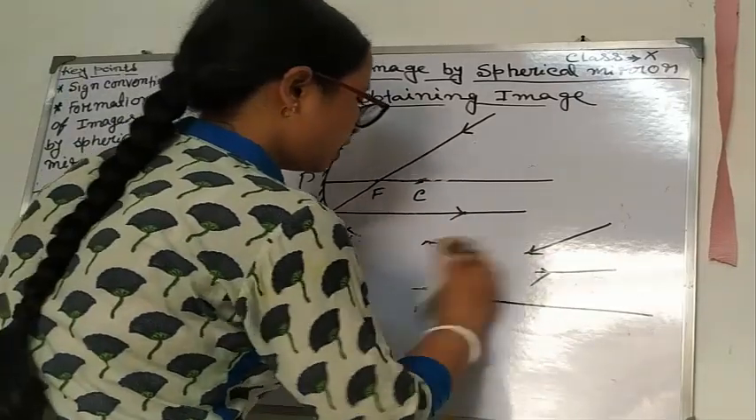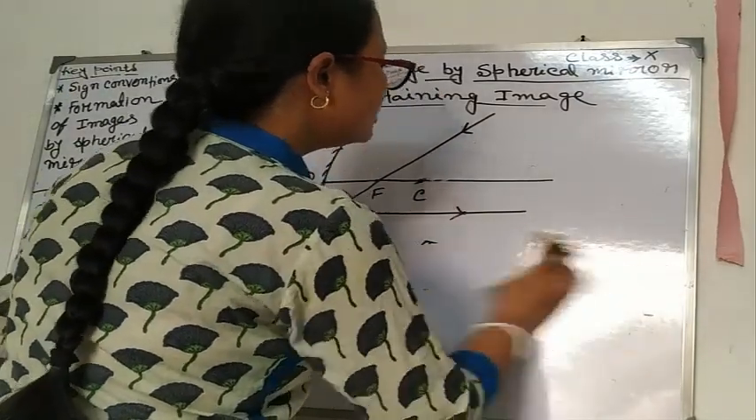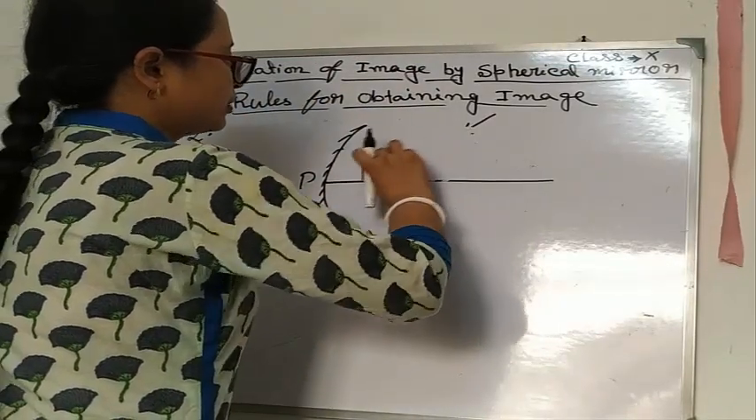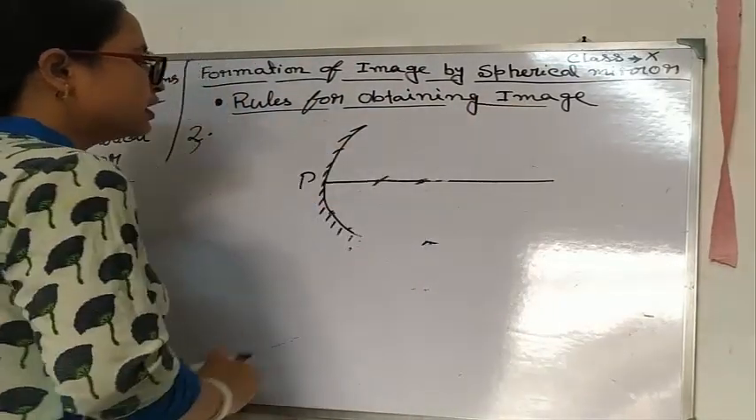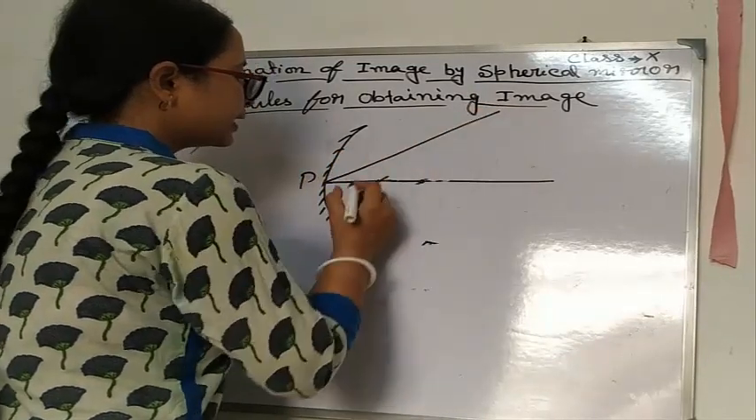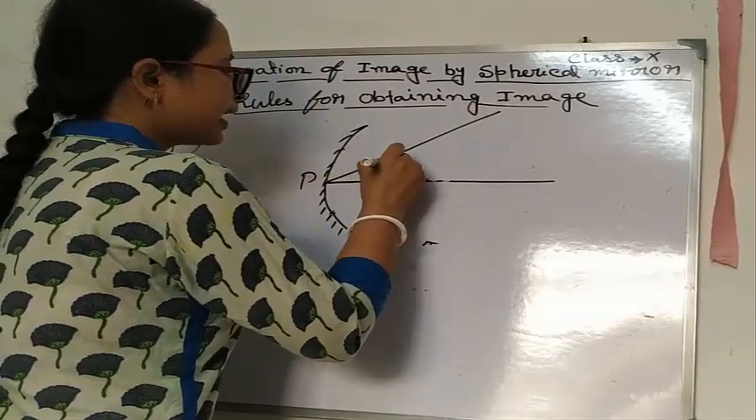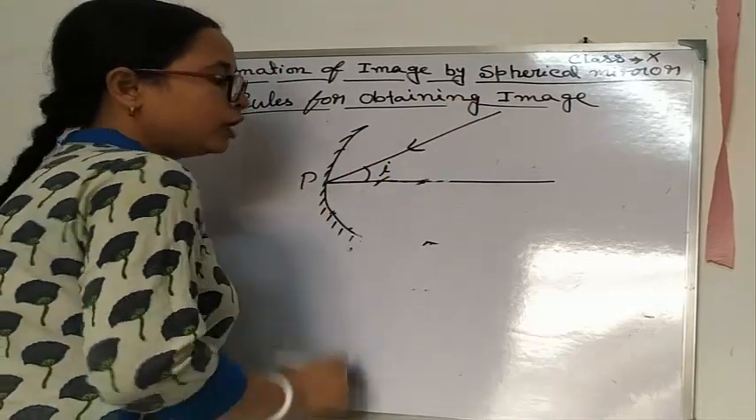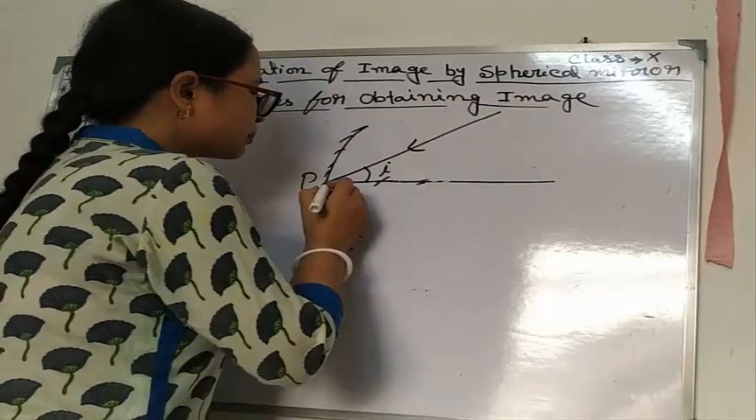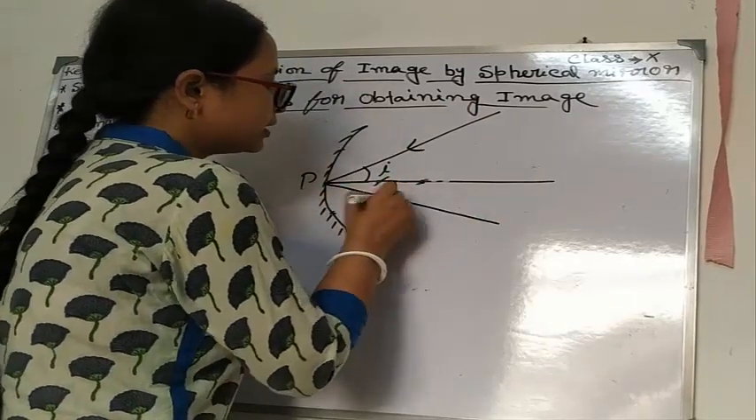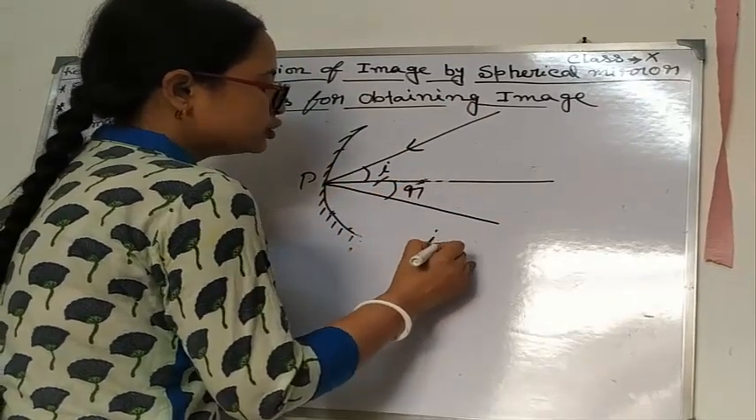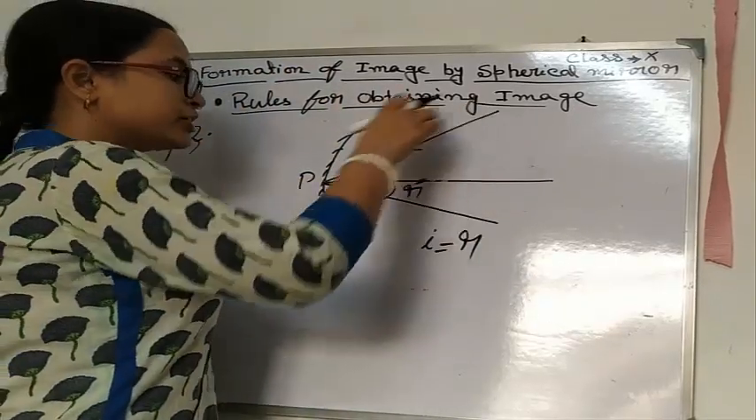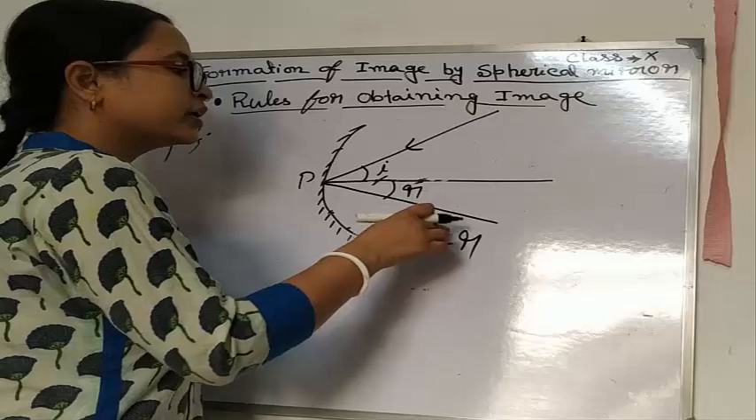Now, if the ray is incident on the pole, then what happens? If the light ray is incident on the pole by making some angle, suppose this is our incident angle I, it is obliquely falling on the pole, then what happens? It will reflect back at the same angle. Here I is equal to R, just like the reflection law. At whichever angle it is incident, it will be reflected with the same angle.